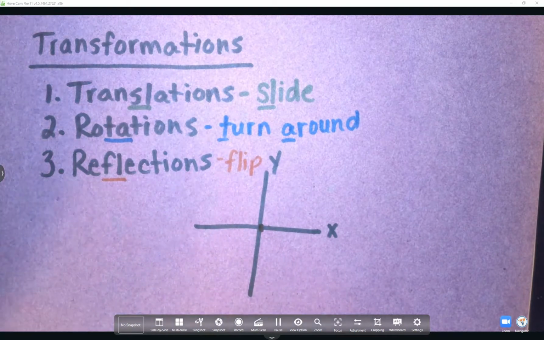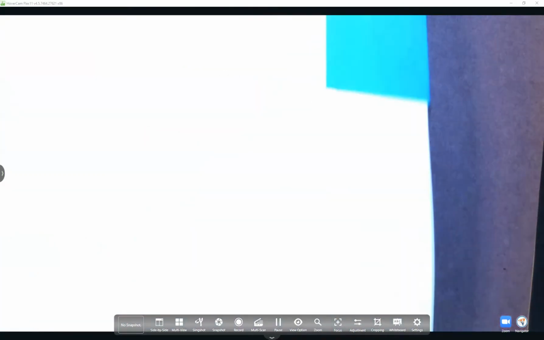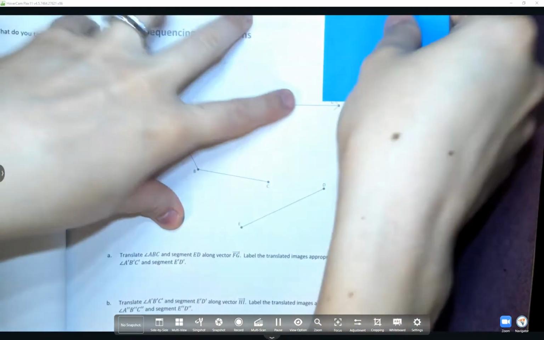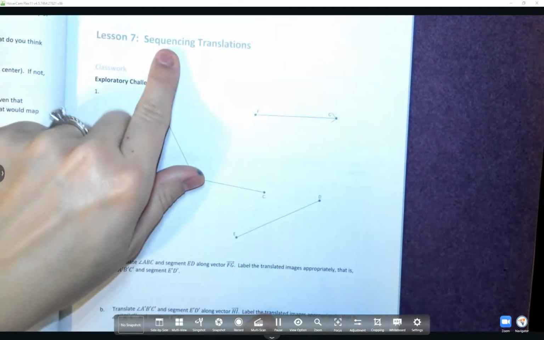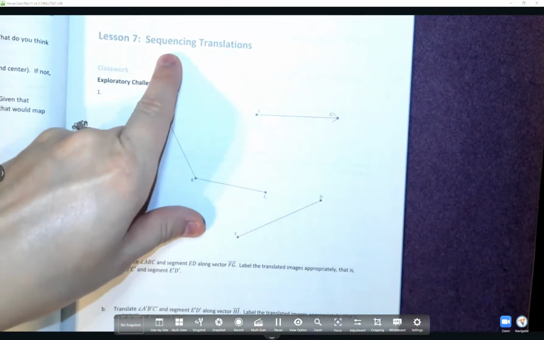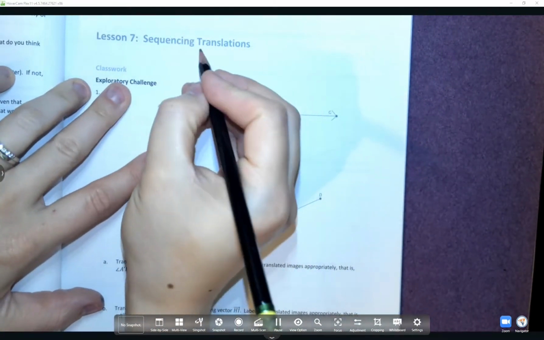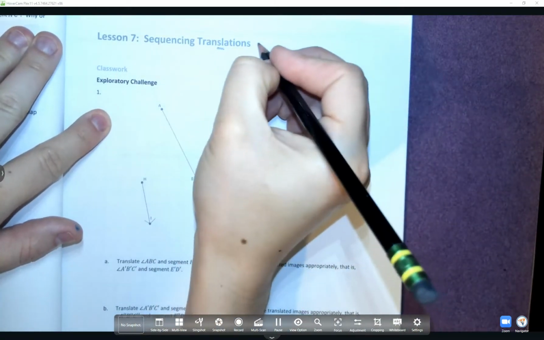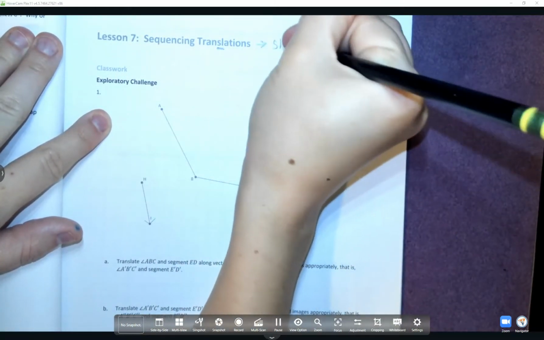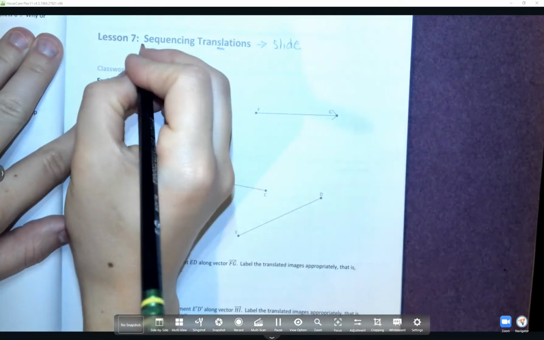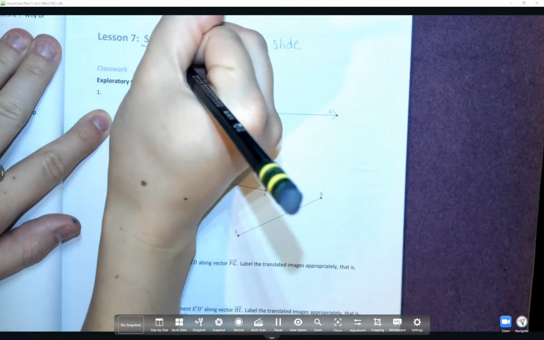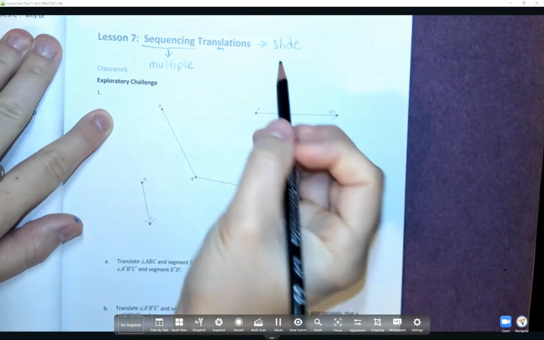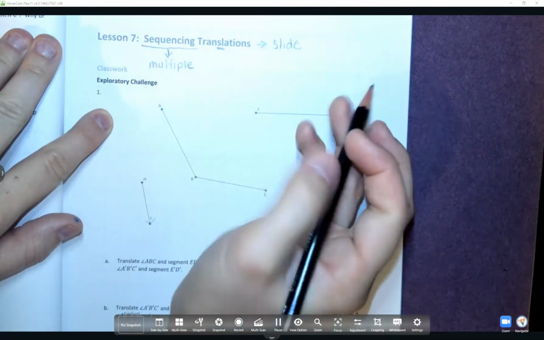lesson 7 in our textbook, and give me just a minute to make sure this isn't blurry. And lesson 7 in our textbook is sequencing translations. And sequencing translations is simply translations. So sliding objects, remember that SL is to slide. It's simply sliding objects. But when we add this word sequencing, it basically in math represents multiple steps. So we're sliding objects more than once is what that means.